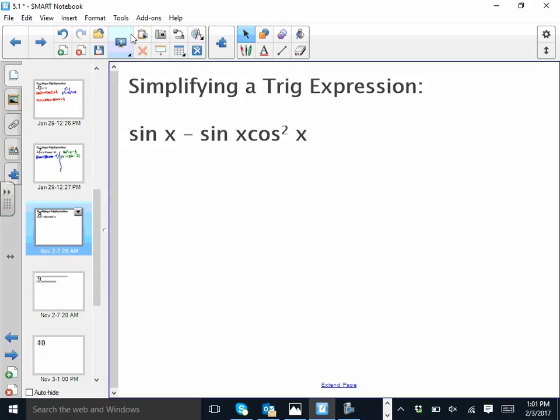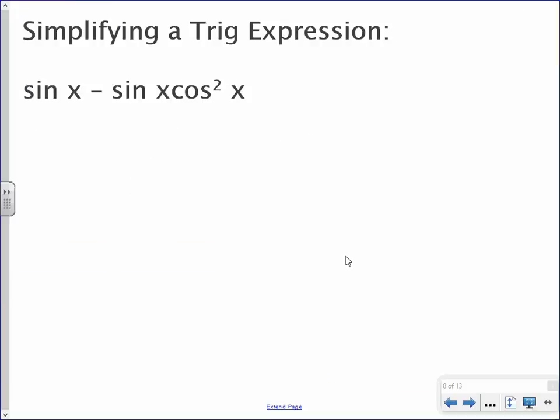So now what we are going to do is take expressions and simplify them using our identities as well as common algebra skills. Okay, so everyone go ahead and write down this expression. And we need to simplify it. So, any ideas on something that we can do, either related to our identities or algebra?